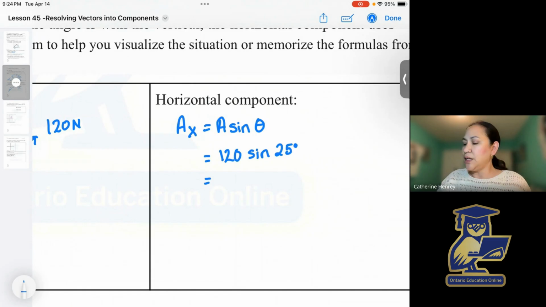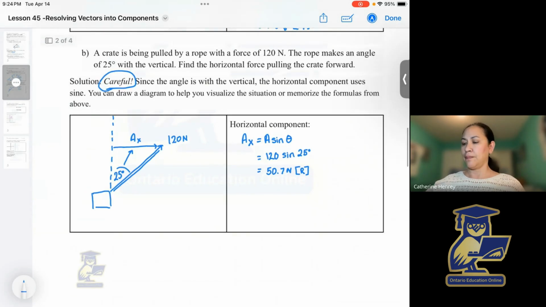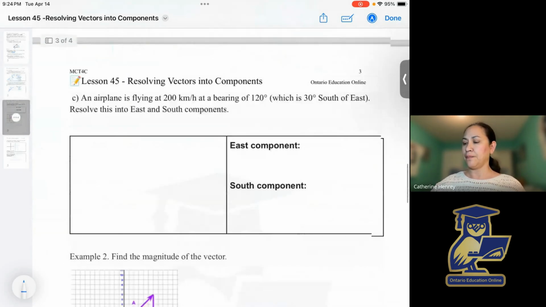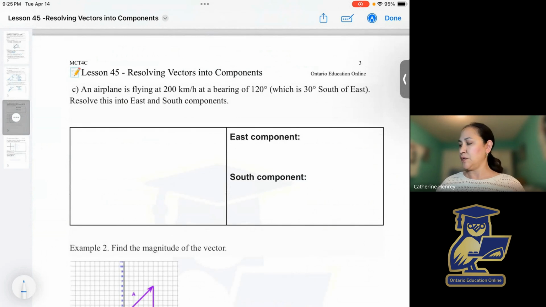Using your calculator, again, make sure it's in degree mode. You'll get an answer of 50.7. That'll be newtons because it's a force, and that will act to the right. Good, let's take a look at a different example.